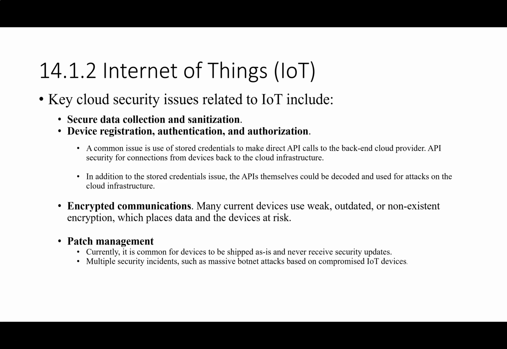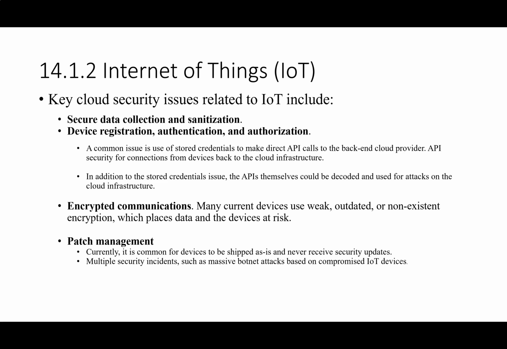The key security issues related to IoT are securing the data and sanitizing it, and authentication and authorization of those devices. Sometimes there's an API call directly to the API, and the API might use stored credentials. Stored credentials, as we have referred to in previous chapters, is a no-no, because if somebody is hacking into a device, they get access to the API, there are the stored credentials, the password, or whatever other authentication mechanism is being used.